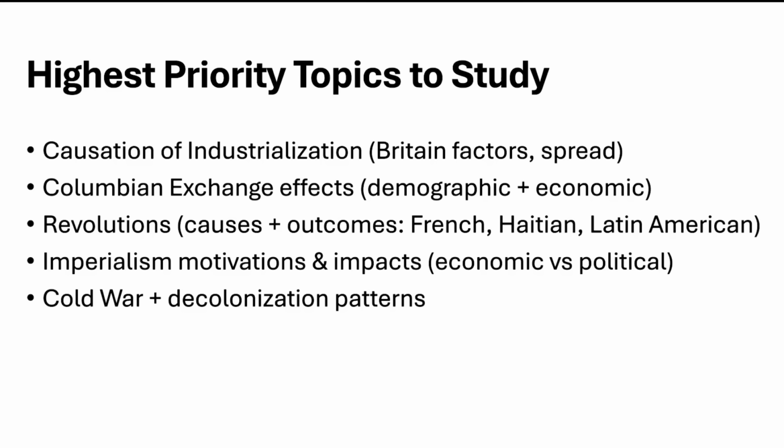So for the AP World Exam, the highest ROI topics that you can study are as follows: causation of industrialization, Columbian exchange effects, revolutions, imperialism, motivations and impact, and the Cold War. Get those down and pay special attention to them while you are reviewing.